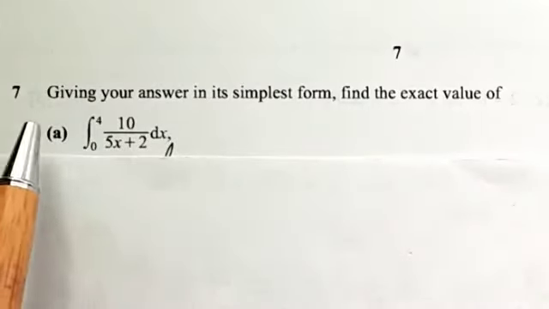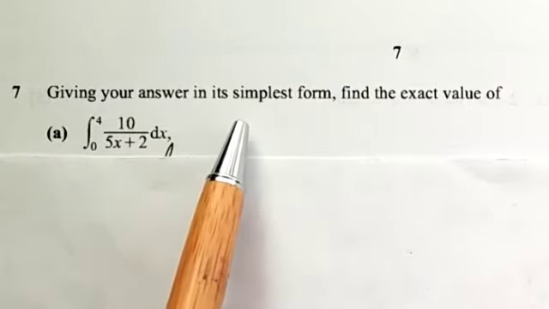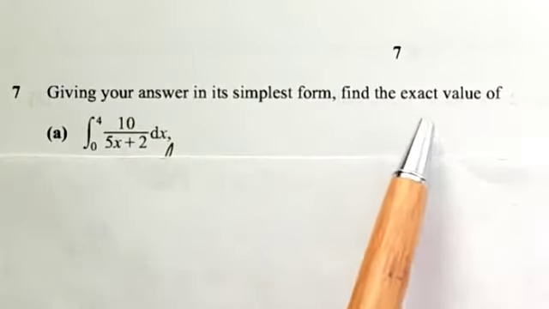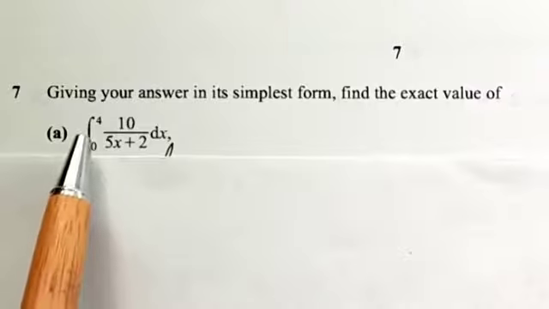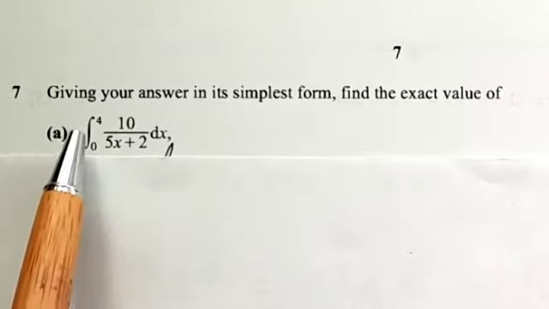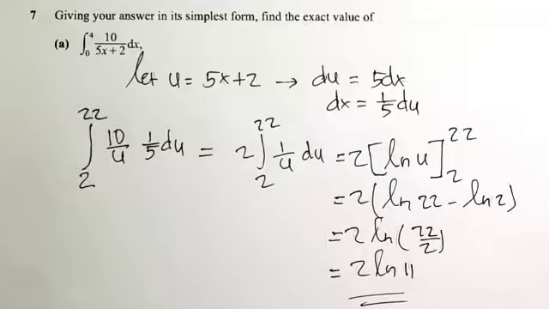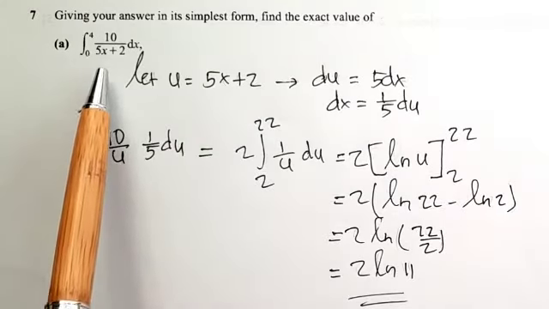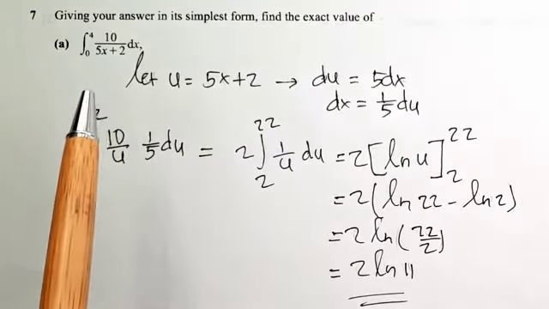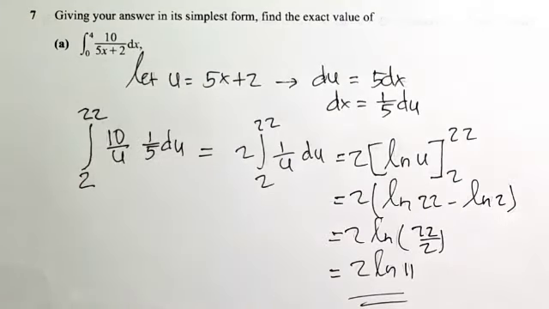Question number 7. Giving your answer in its simplest form, find the exact value of the integral from 0 to 4 of 10 divided by 5x plus 2 dx. To find the answer to this question, we use the integration by substitution method.